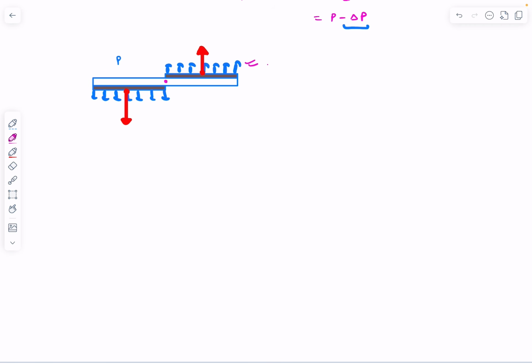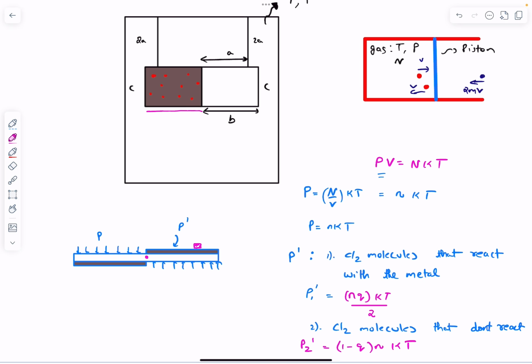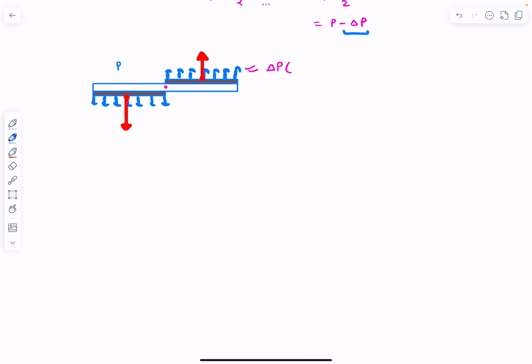So now what is this total force? It will be the pressure delta P multiplied by the area of the exposed surface. Now the length of this part was B, and the height of this part is C. So the area is BC. So basically this red force is going to be delta P multiplied by BC. And similarly here also it will be delta P multiplied by BC.